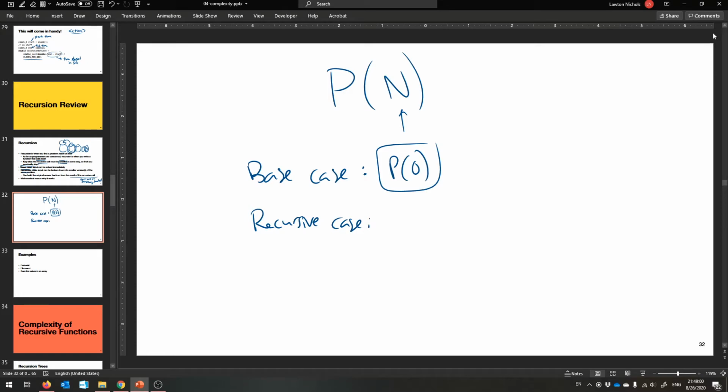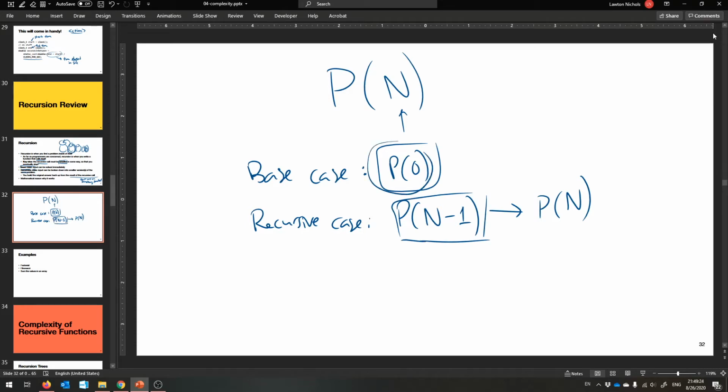Assuming I had the answer for P of n minus 1, or something along those lines, I can use that result to generate the answer for P of n. Okay? And this is the reason that recursion works. It's because your recursive call is always going to be to a smaller thing, and it's going to go and solve that problem. Eventually it'll hit the base case.